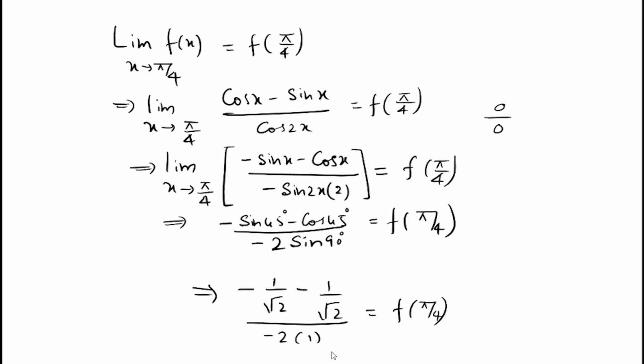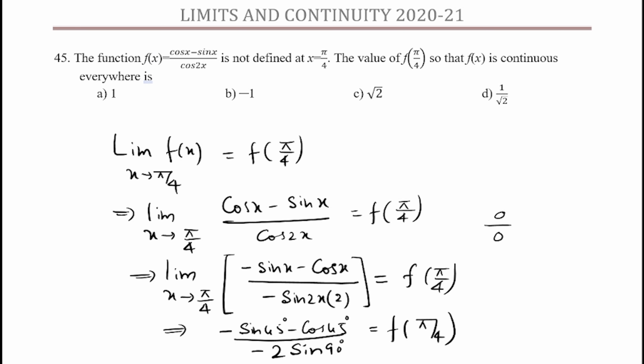Therefore, f of pi by 4 is equal to minus 1 by root 2 minus 1 by root 2, LCM is root 2, that is minus 2 by root 2, right? Divided by minus 2, that is minus 2 by root 2 into that term goes to numerator, that is 1 by minus 2. Minus 2 cancel, that is 1 by root 2. So f of x is continuous everywhere if the value is 1 by root 2, that is option D is the right option.